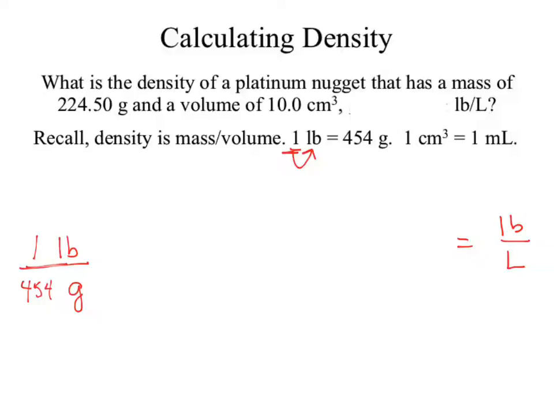Cool. I've now got pounds in the numerator, which is exactly what I want. But I've also introduced this nasty little gram thing. Do I want grams in my answer? No. What do I need to do? I need to get rid of that gram unit, right?